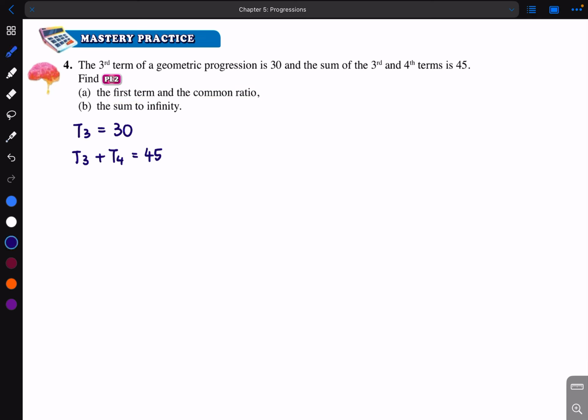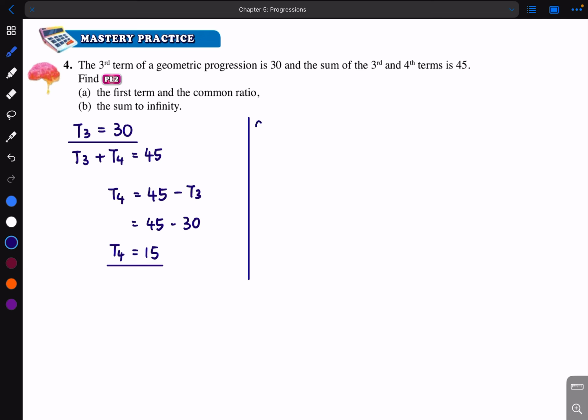Okay. So here we know T3 is 30 and T3 plus T4 is 45. So we can easily find T4. T4 would be 45 minus T3, so 45 minus 30, which gives us 15. Okay. So we know T3 and we know T4. Let's try to solve A.